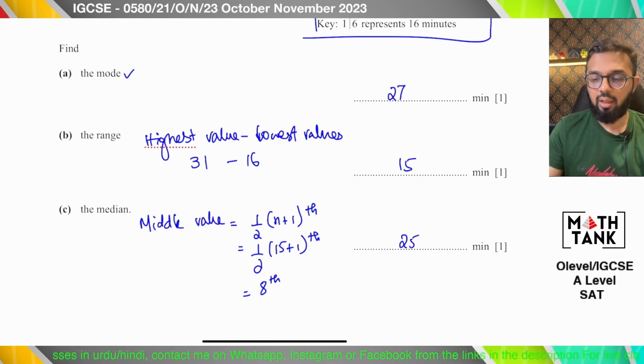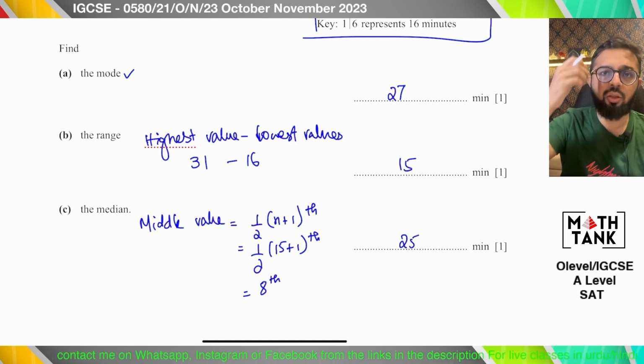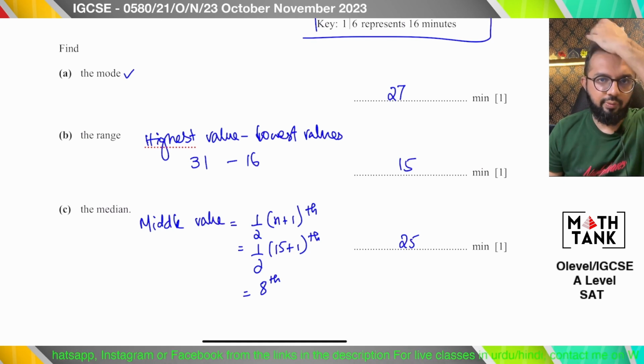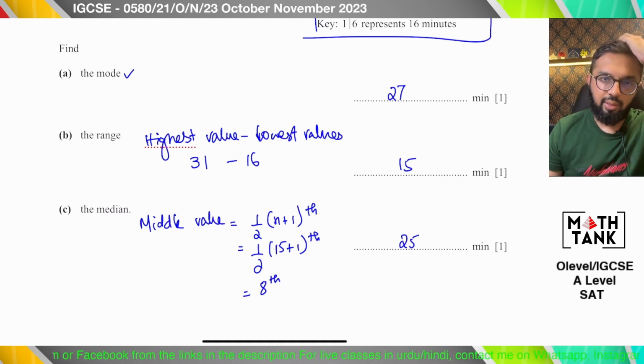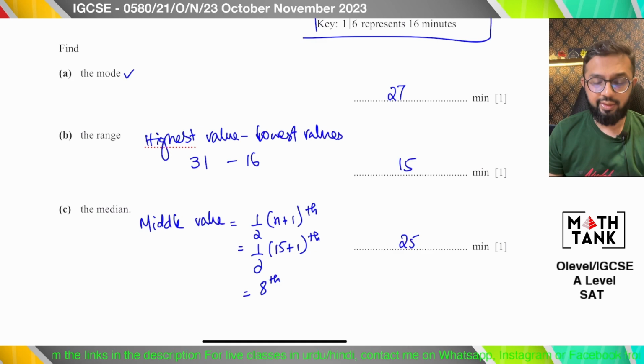Since these are all 1 mark questions, there are no marks for methods as such, and you can do it directly as well without writing down any formulas, and you would still get the marks.